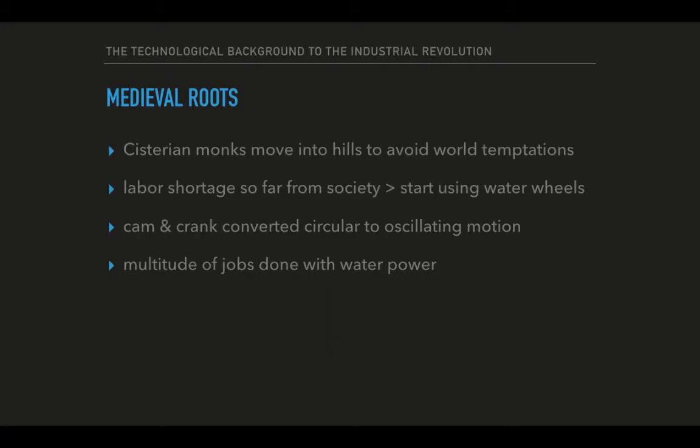Now, what triggered all this was the Cistercians' desire to get away from the evils of the world. Now, this led them to found their monasteries in the wilderness, away from civilization, but also away from any outside labor supply upon which they might rely. Now, being thrown back on their own resources, they rediscovered, probably in an old Latin or Greek text that they were copying, the principle of applying water power with a water wheel.